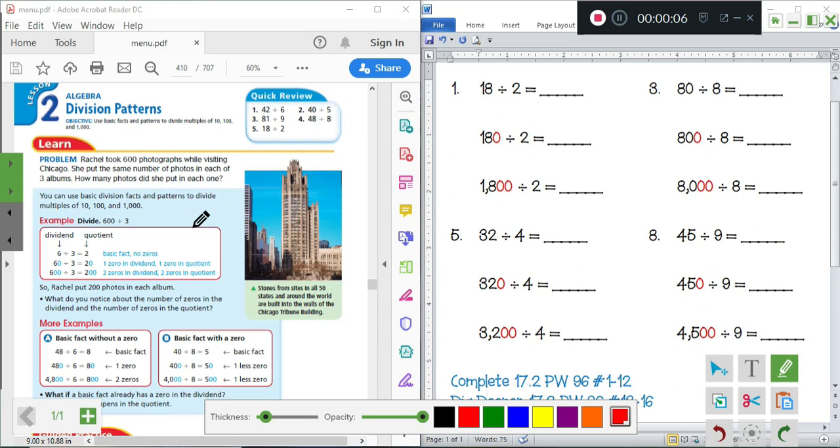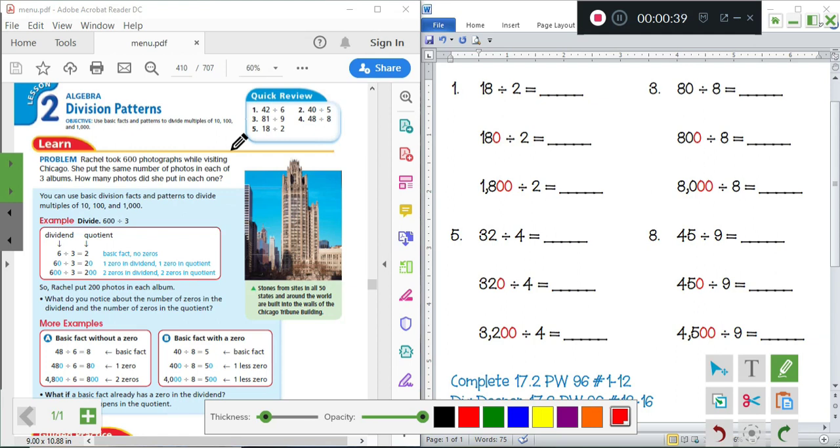All right, today for math, we are doing something that should be pretty familiar. We covered a similar concept when we were talking about multiplying larger numbers. Today we're going to look at a basic math fact, a basic division fact, to then help us solve similar problems with added zeros. So right over here where this little pencil is, Rachel took 600 photographs while visiting Chicago.